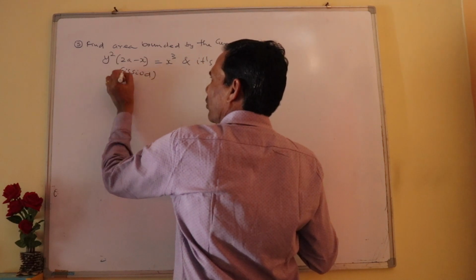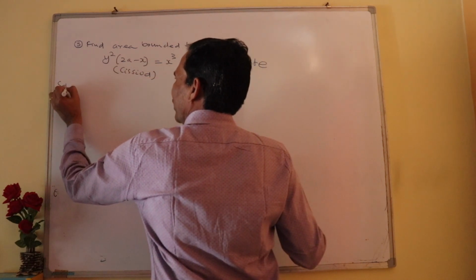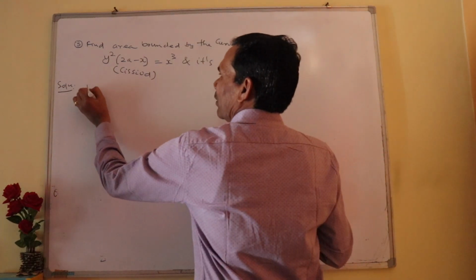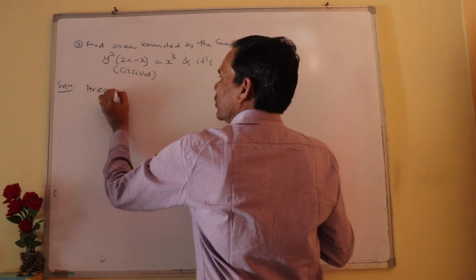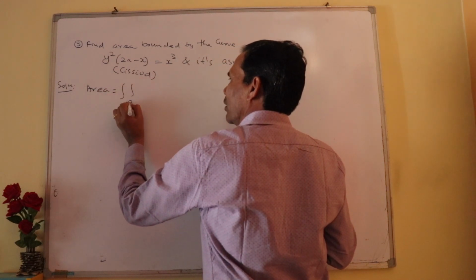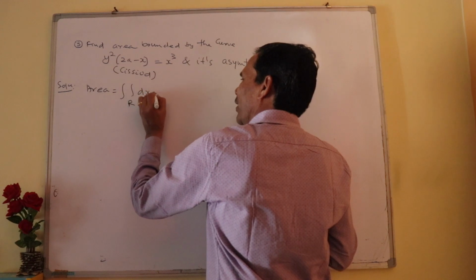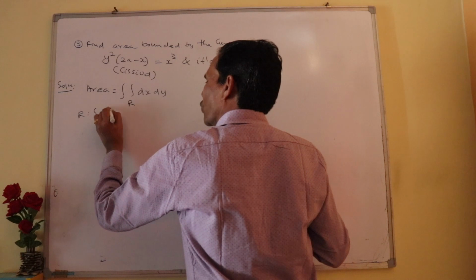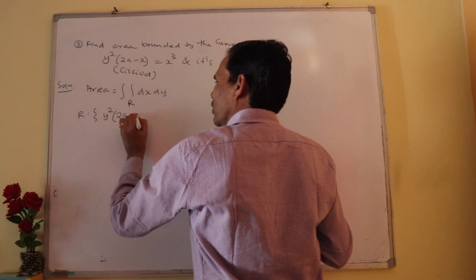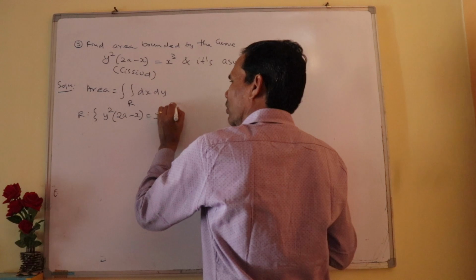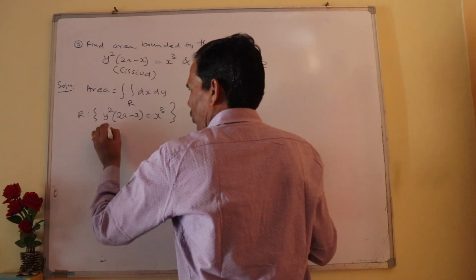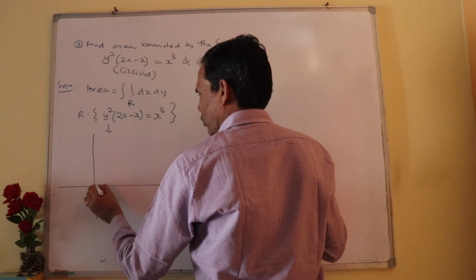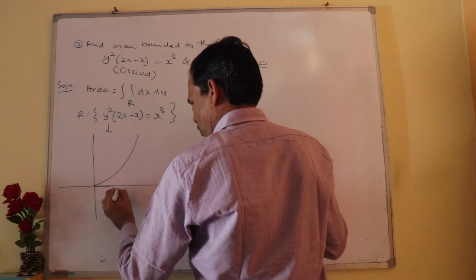We have traced this curve already. So this curve would be a Cartesian curve. So the area formula: area is equal to double integration of dx dy, where the curve is y square (2a minus x) is equal to x cube. This is the Cissoid. So this curve would be something like this. Details I'm not going to supply here. So it would be this curve.